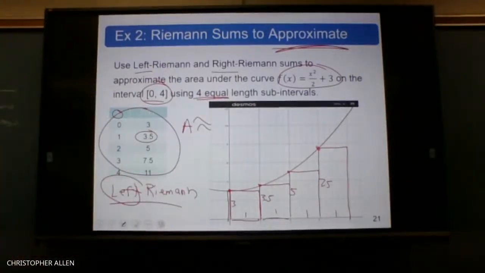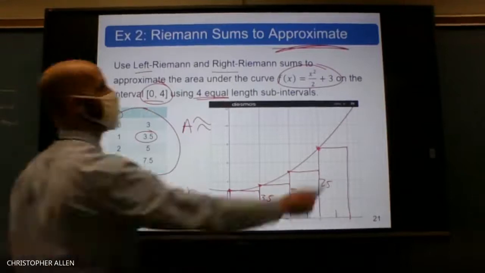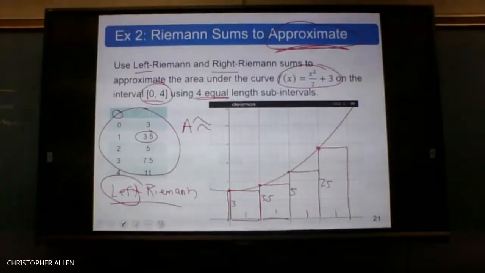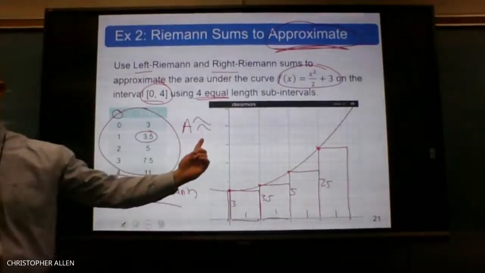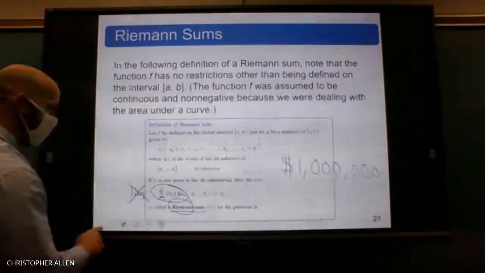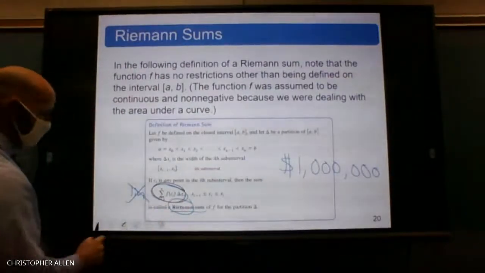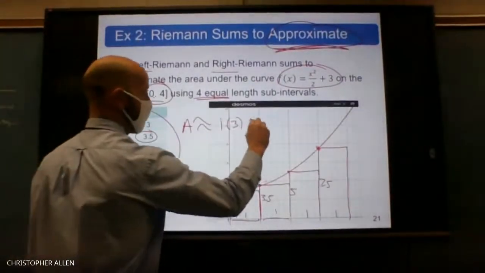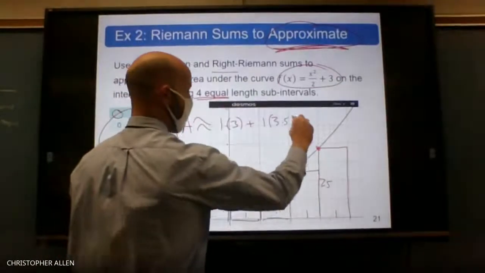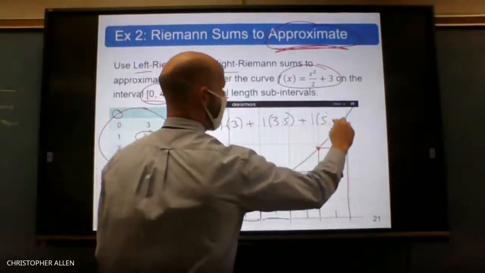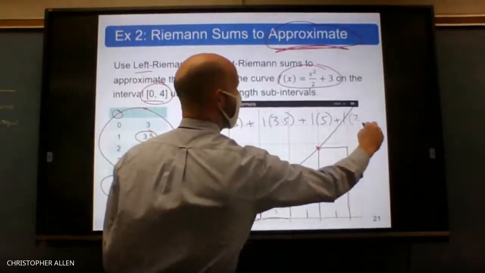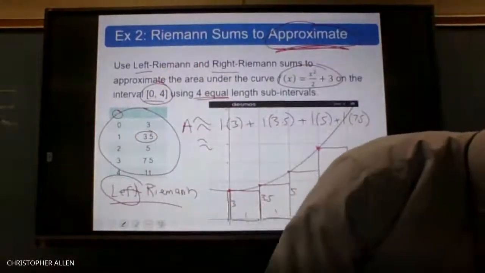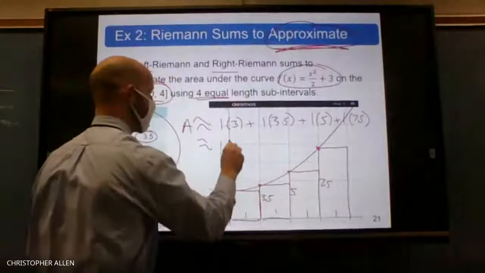Why am I not using an equal sign? Well, hopefully you're smart enough to realize those rectangles don't actually add up to the exact area, right? They're an approximate area. So what I'm going to do, in fact, if I wanted to, is I could literally take this right here and write it out, but I'm not going to do that now. I'm just going to say it's 1 times 3 plus 1 times 3.5 plus 1 times 5 plus 1 times 7.5. And just to speed that whole process up, the final answer here turns out to be 19, if I'm not mistaken.